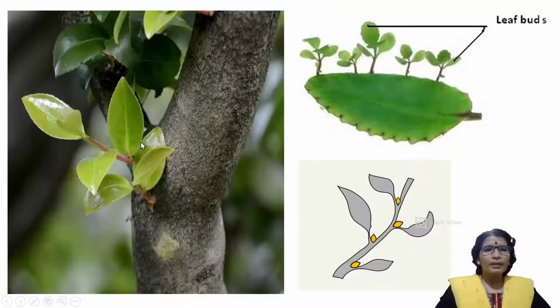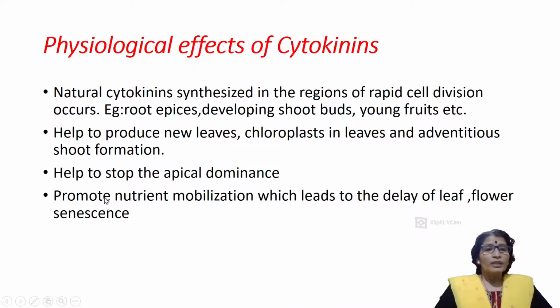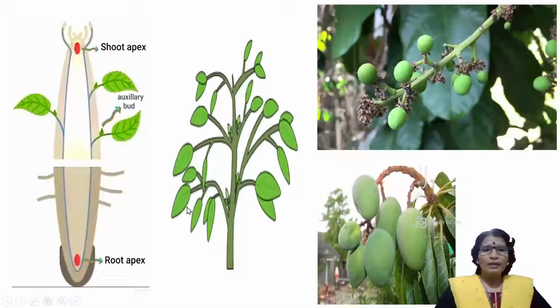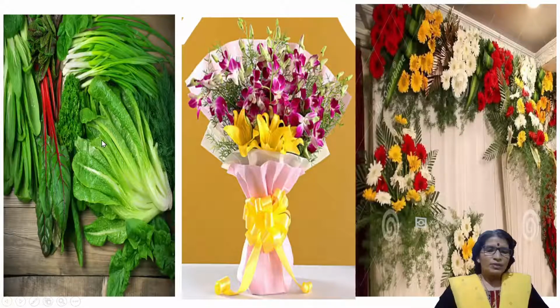Cytokinins stop apical dominance, and cytokinins promote nutrient mobilization, which leads to the delay of leaf and flower senescence. Here at home, when you cut leafy vegetables, flowers, what happens? Within few hours, they will fade. But when you go to vegetable market, the leafy vegetables are very fresh for longer time. And when you see the flower bouquet and when you see the flower decoration in the functions, the flowers are very fresh for longer time.